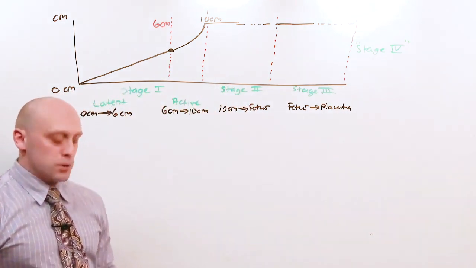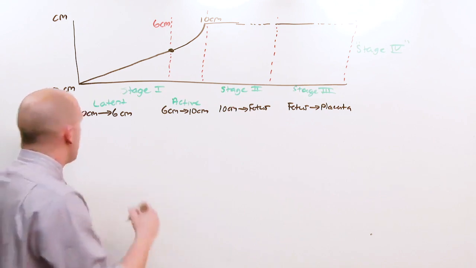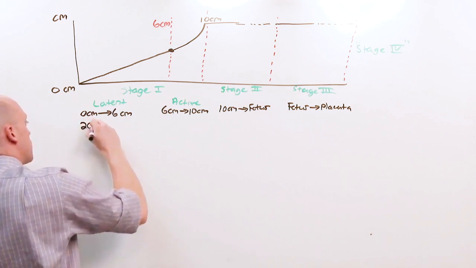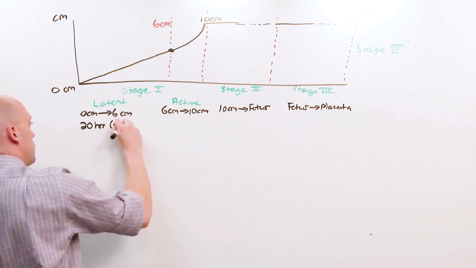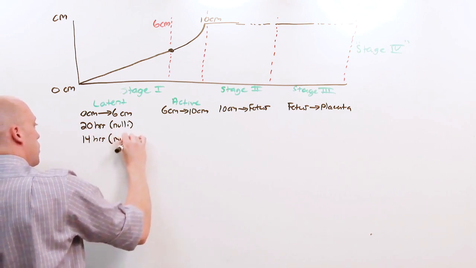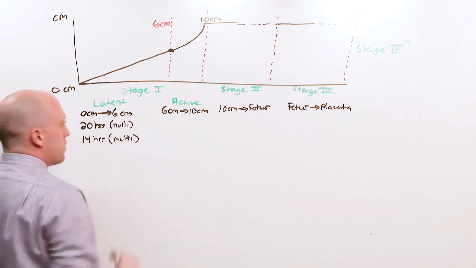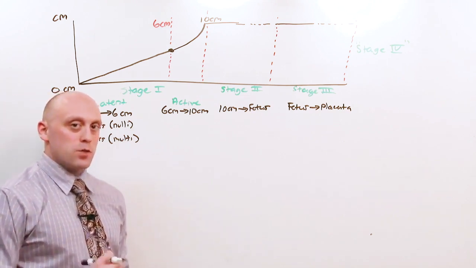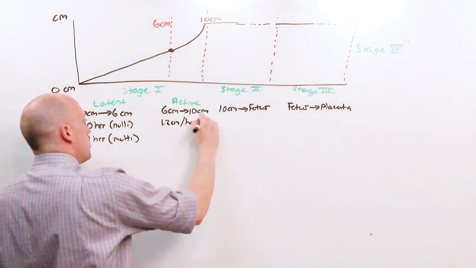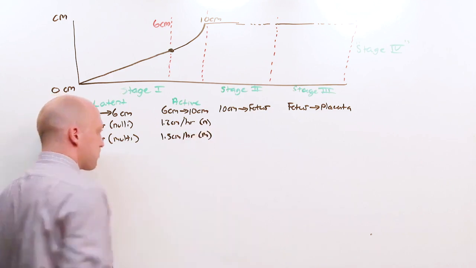Let's define some of the norms. A first-time mom is allowed to take longer than a repeat customer. Stage 1 latent phase is normal if it takes less than 20 hours in a nulliparous mom and 14 hours in a multi. We're going to use N and M for nulli and multi as we go down this list. The active phase, you should see cervical change, cervical dilation at a rate of 1.2 centimeters per hour for a nulli and 1.5 centimeters per hour for a multi.